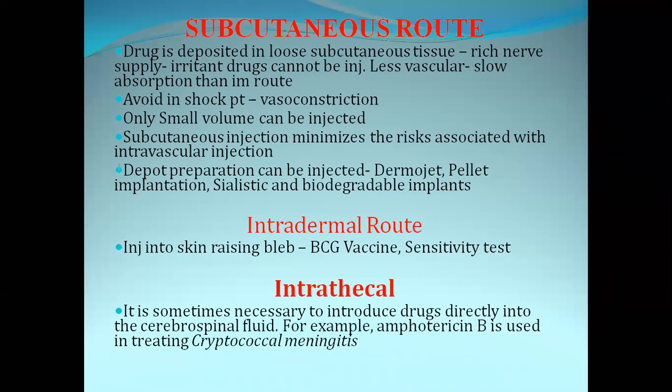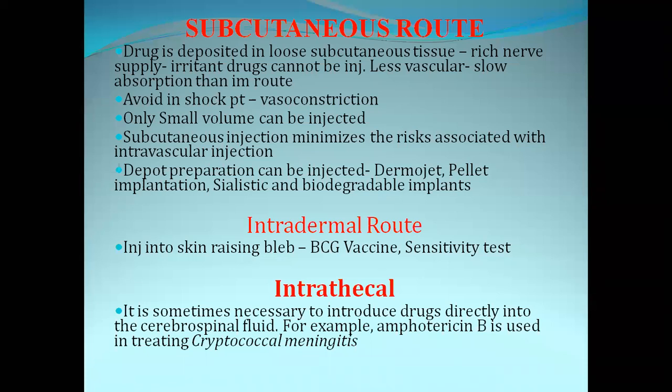And next, depot preparations can be injected subcutaneously. A depot preparation is an oily preparation where the drug is given into the subcutaneous tissue. Dermojet pellet implantation will also happen in the subcutaneous tissue, as well as cellulosic and biodegradable implants. All these are drug storing, a type of drug delivery system where these pellets or implants contain drugs, and they are either degradable or have to be removed after a certain time.